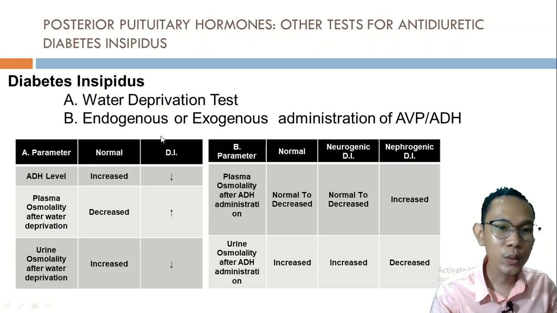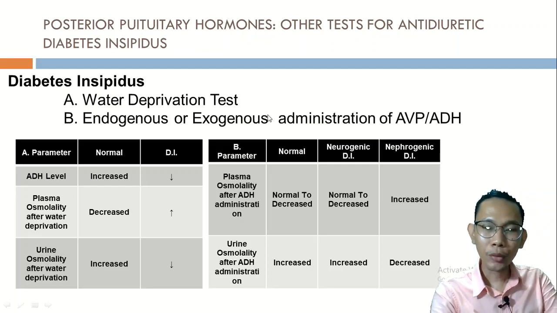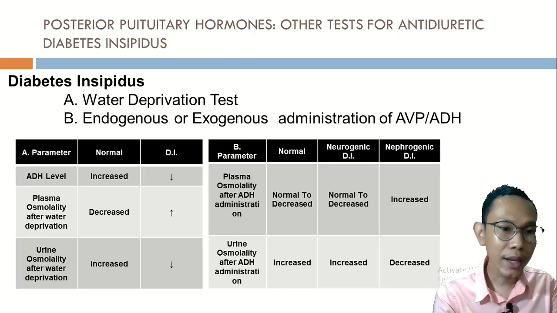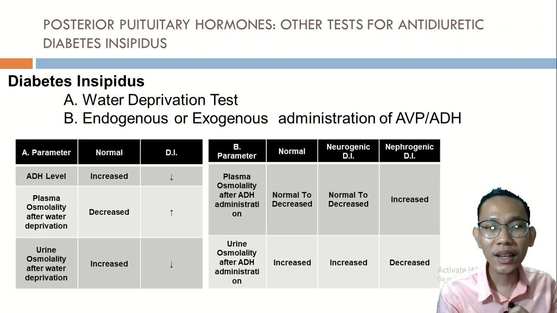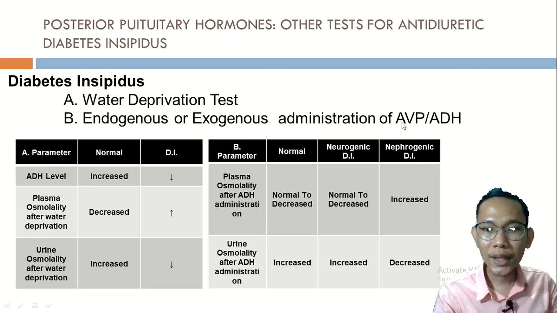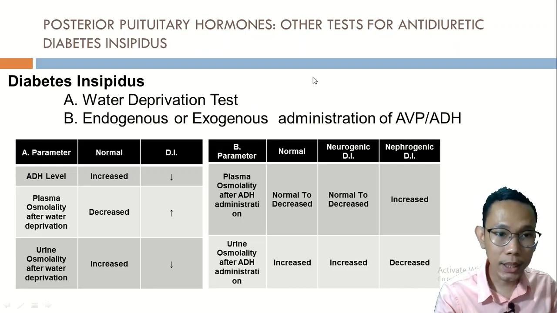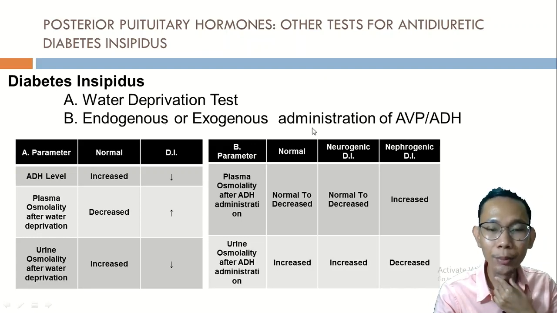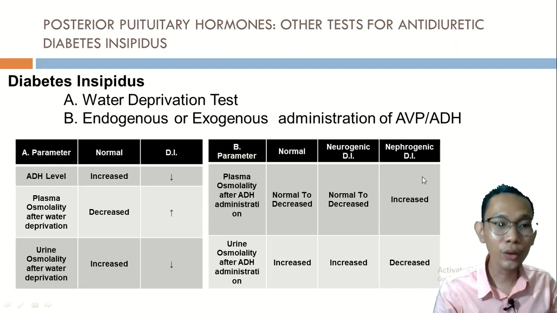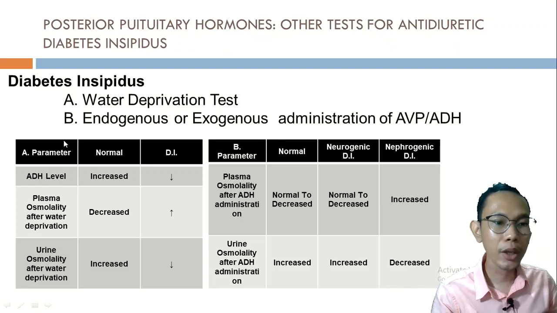So we have this test, your water deprivation test, or your endogenous or exogenous administration of your antidiuretic hormone. Your water deprivation test will just tell us whether the patient has diabetes insipidus, while your endogenous or exogenous administration of vasopressin will tell us if the patient has a neurogenic or nephrogenic DI. In short, water deprivation is the screening. Your endogenous or exogenous administration of your AVP is the confirmatory, whether it is neurogenic or nephrogenic. So let's proceed first with water deprivation.